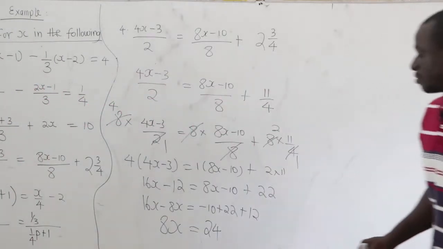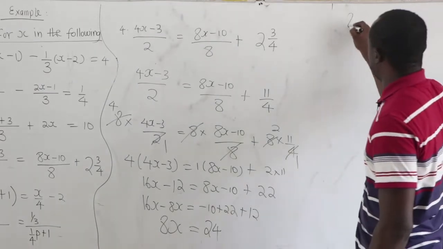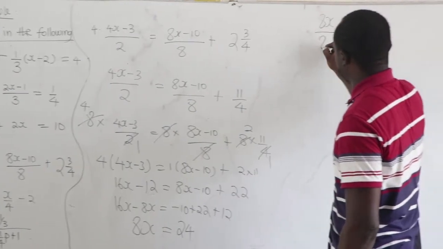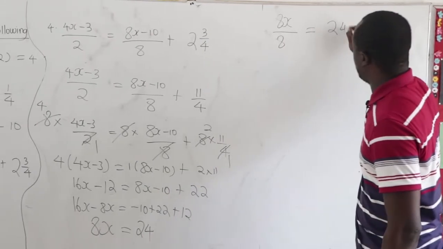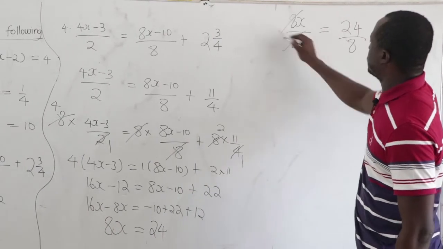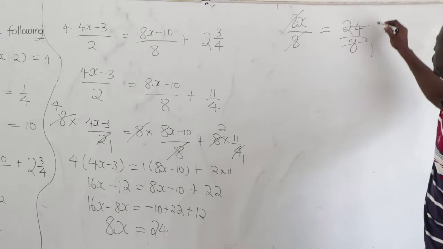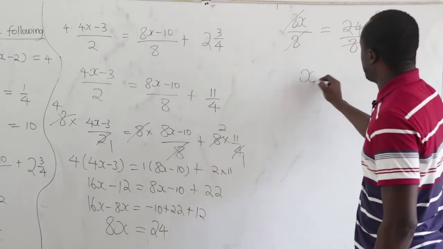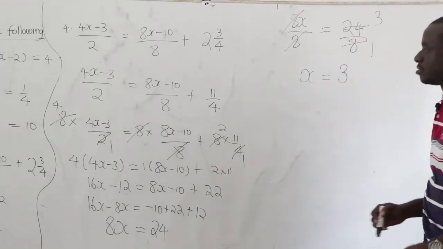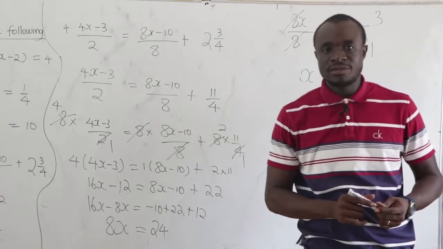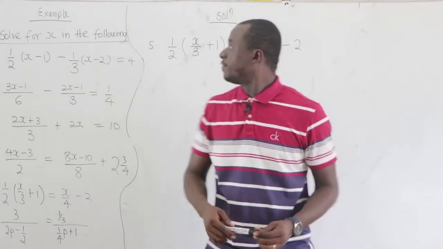So we want to find x. What is multiplying the x? 8. So we divide both sides by 8. Equal to 24 all over 8. This cancels out, this will go 1. 8 goes into 24 that's 3 times. So x is just equal to 3. This is very easy.